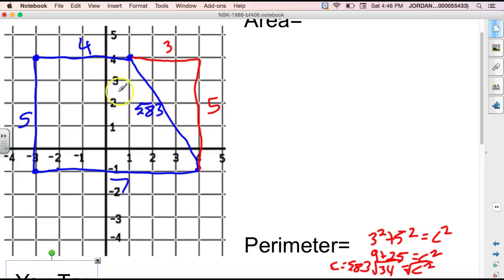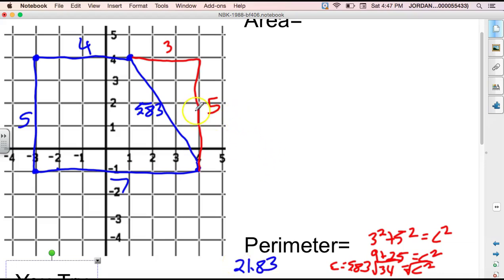So now when we find the perimeter, we're going to add up these four sides: 4, 5, 7, and 5.83. Whenever you add all those up, you should get 21.83. So our perimeter is 21.83.